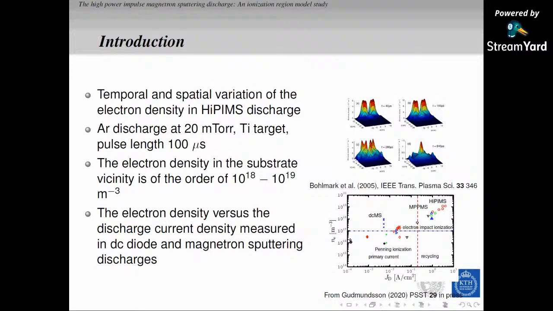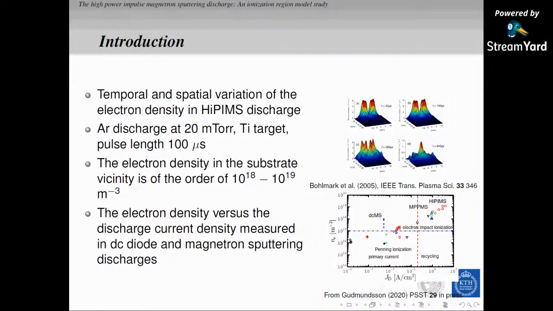We have done some measurements early on when we were developing this. And here we see a figure where we see the electron density in three dimensions versus time, for different times. And we see that in the HiPIMS discharge, we get an electron density that is of the order of 10^18 to 10^19. And this is high enough density to really get significant ionization of the sputtered species.